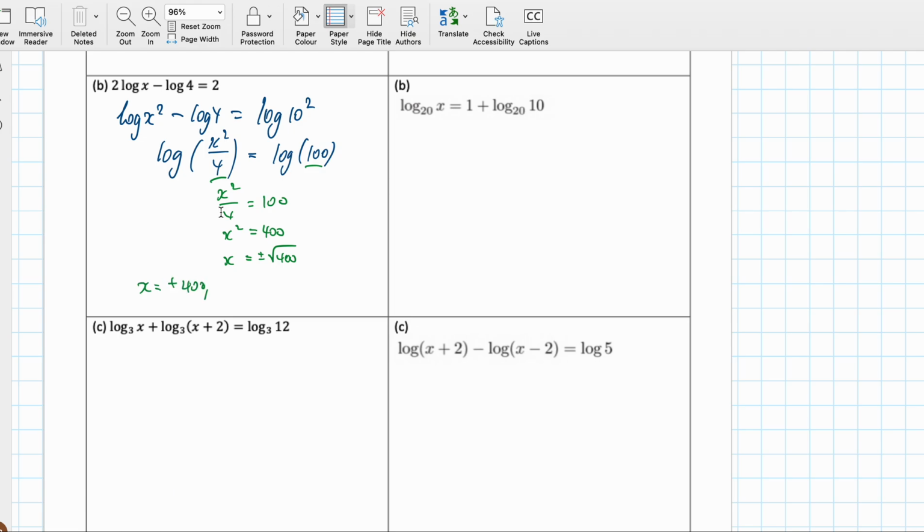Whoa, what am I doing? Negative 20 and positive 20.